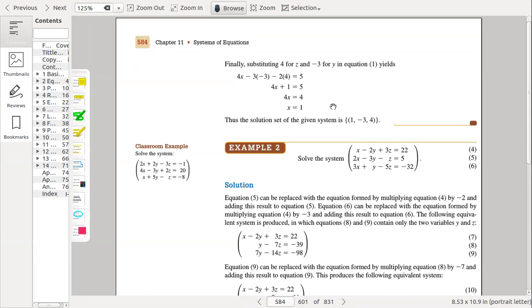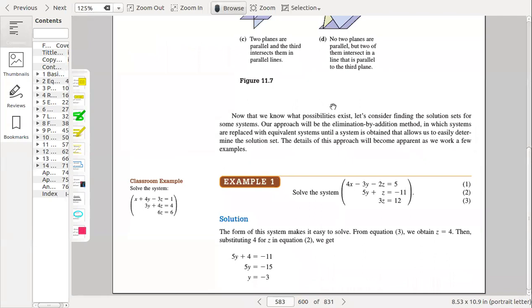So if we substitute these values 1, minus 3 and 4, easily the left hand side is equal to the right hand side.